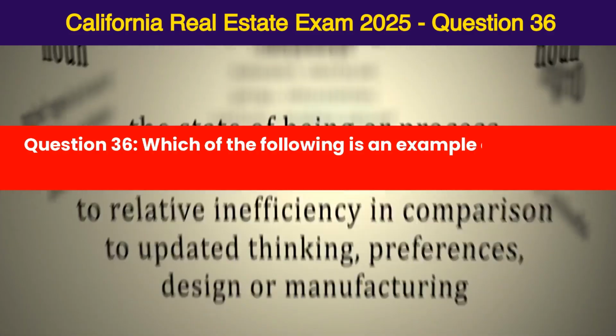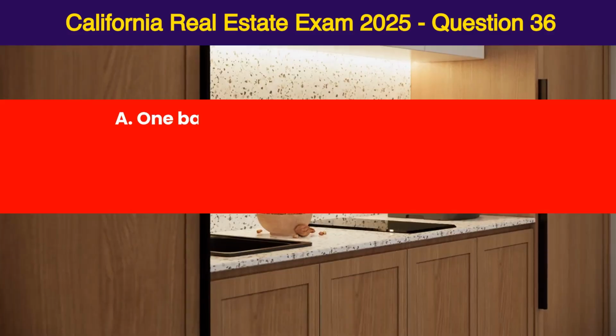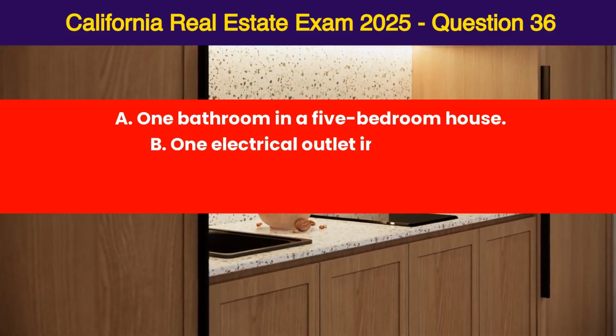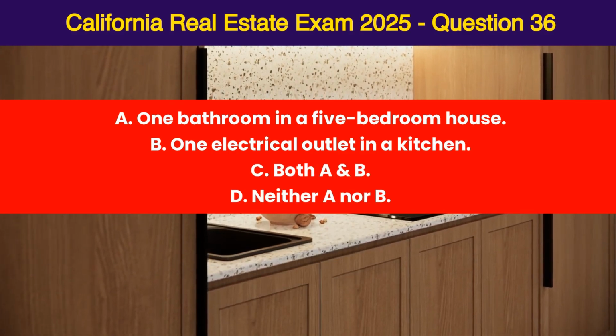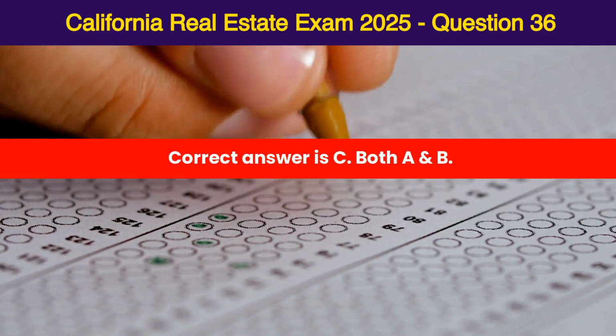Question 36. Which of the following is an example of functional obsolescence? A. One bathroom in a 5-bedroom house. B. One electrical outlet in a kitchen. C. Both A and B. D. Neither A nor B. Correct answer is C. Both A and B.